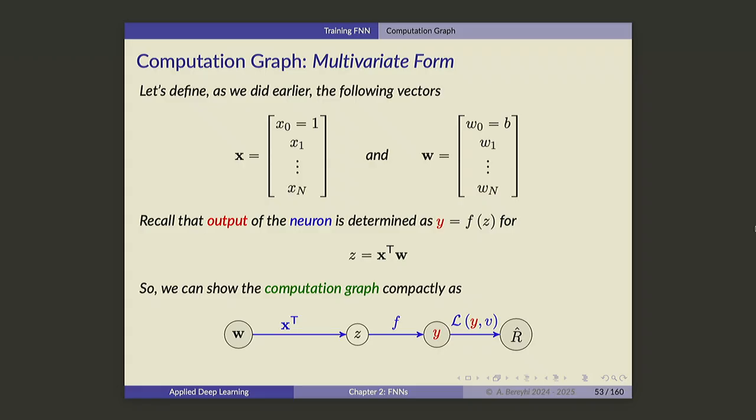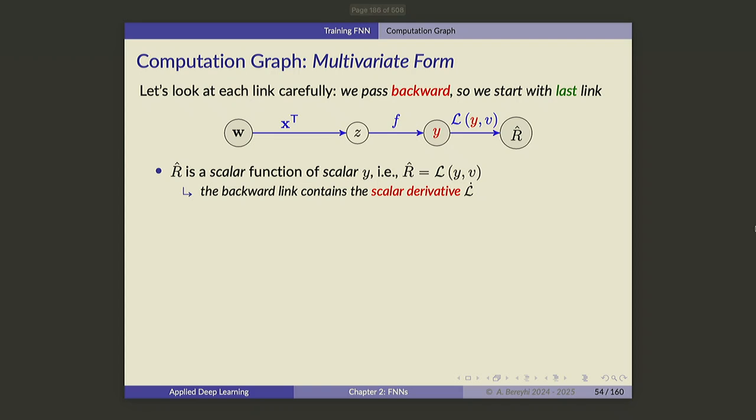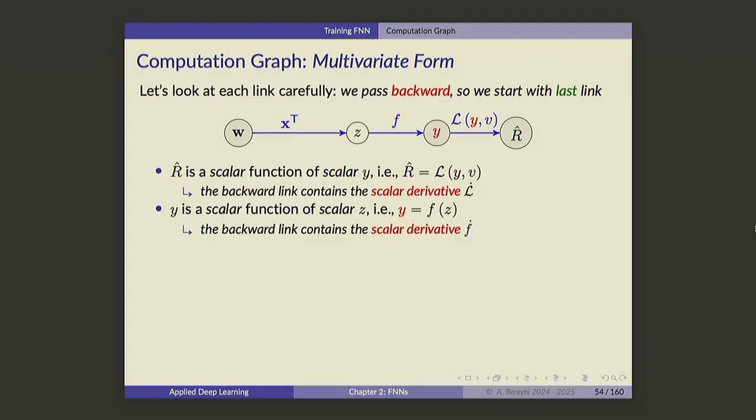Again, this goes through a loss function, giving us a last scalar, which is the loss. And now I want to compute the gradient of that loss with respect to the weights. So I would say, okay, r hat is a scalar, y is a scalar. When I move backward, I'm going to have a scalar gradient. Y is a scalar, z is a scalar. If I move backward again, I'm going to have a scalar gradient.